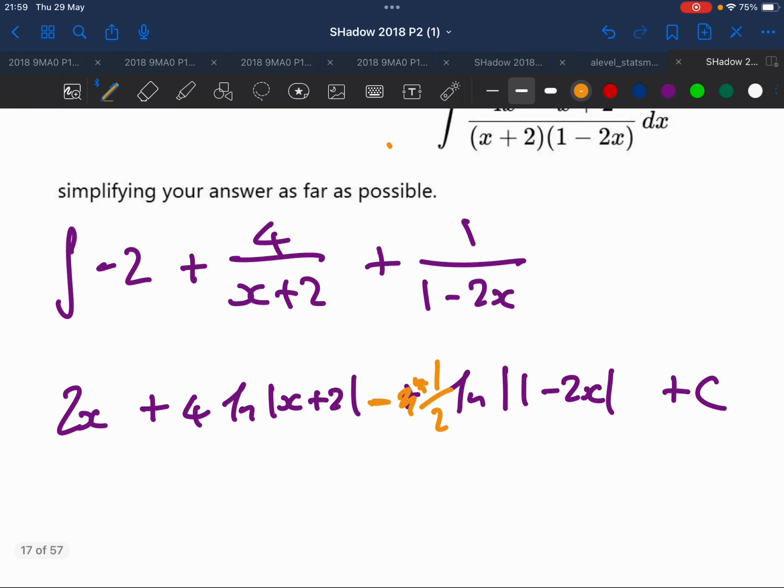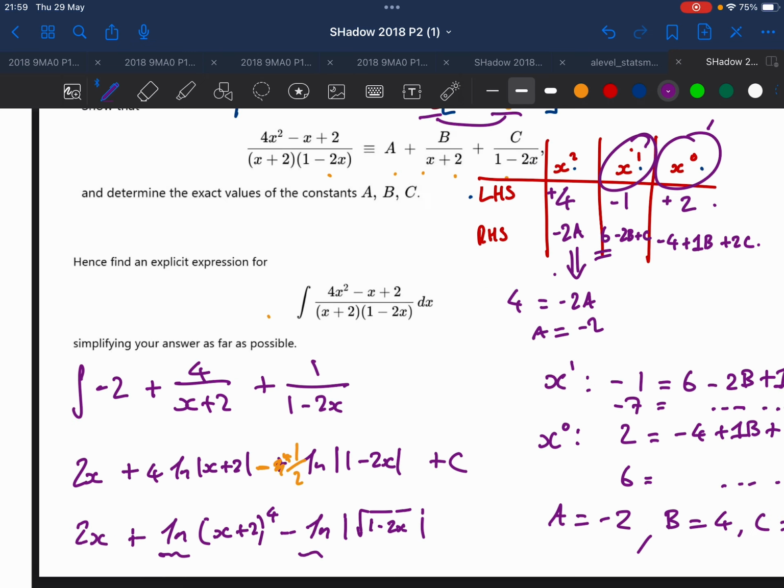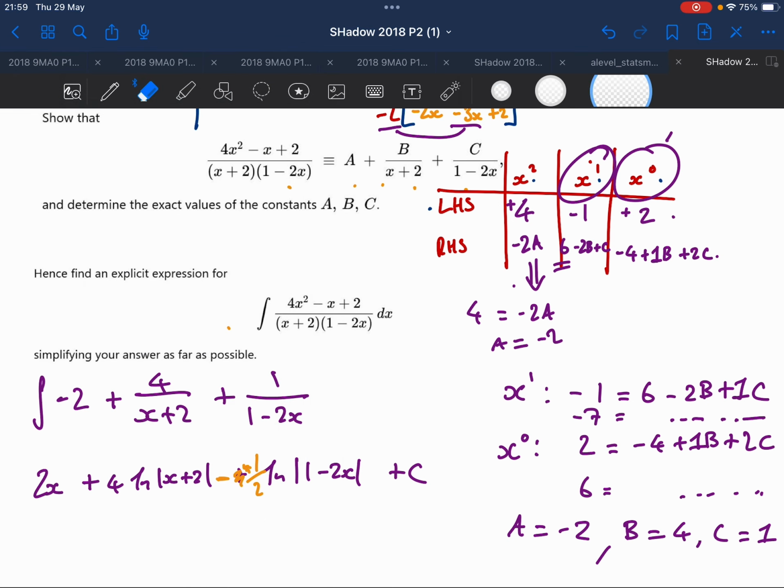You could, in theory, do some more log rules. So you could do something like natural log of x plus 2 to the 4 minus natural log of root 1 minus 2x and stuff like this, and use log rules, but they're not asking for that in this question. So we're actually just going to stop on this line here.